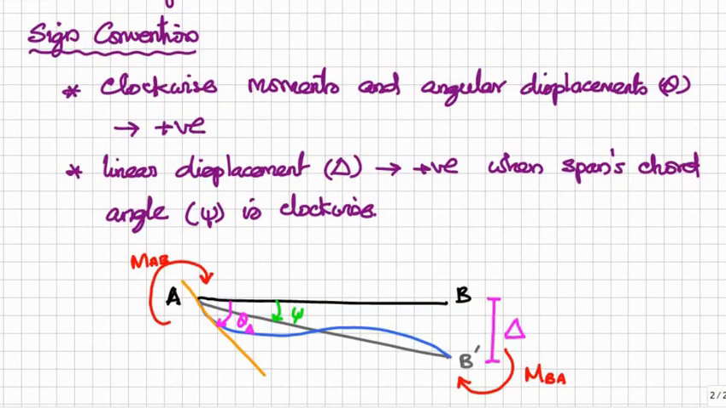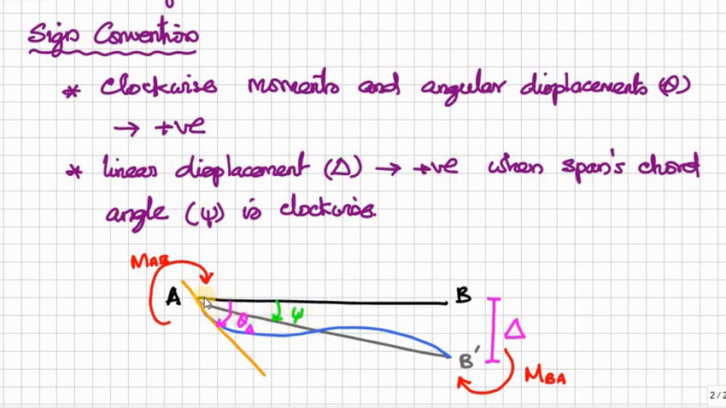The sign convention used in the slope deflection equation is that all clockwise moments and clockwise angular displacements, rotations, are taken as positive. Linear displacement is positive when the span's chord angle, the angle of the span chord, is clockwise. Here it is shown in green color.